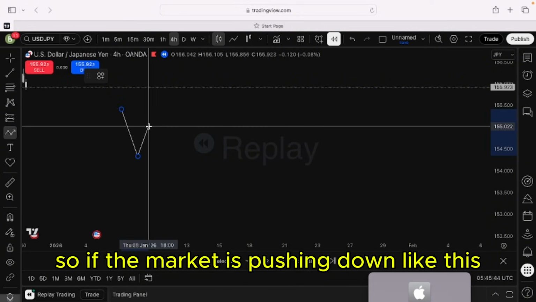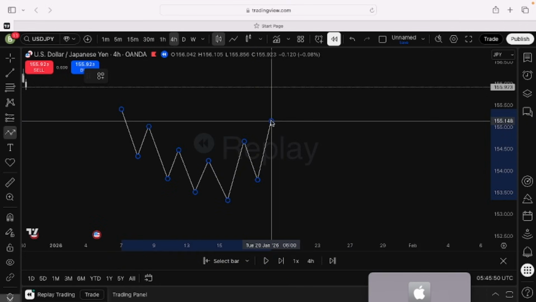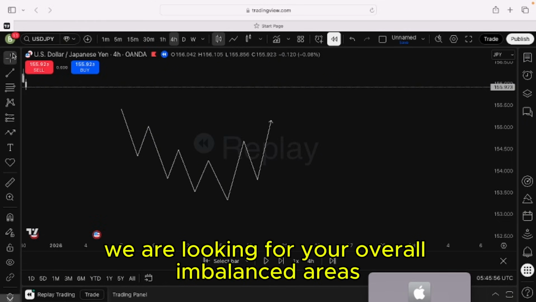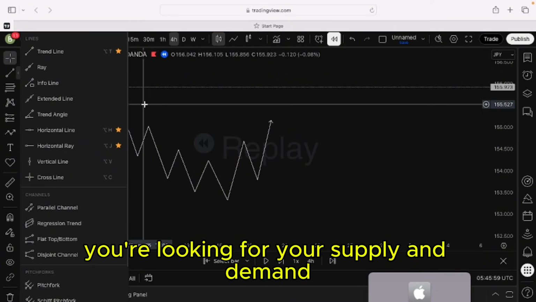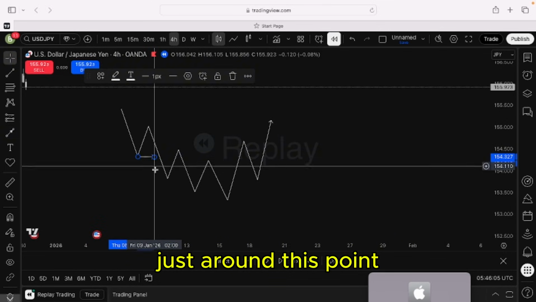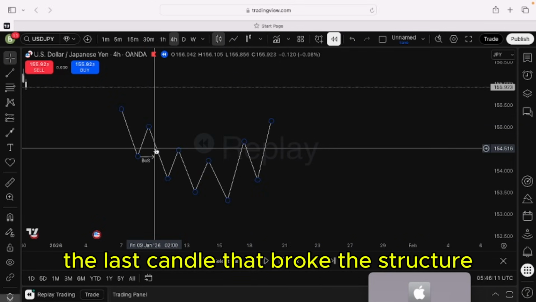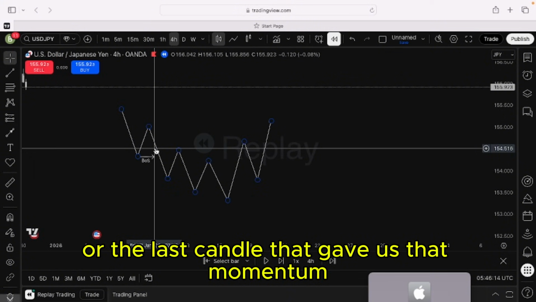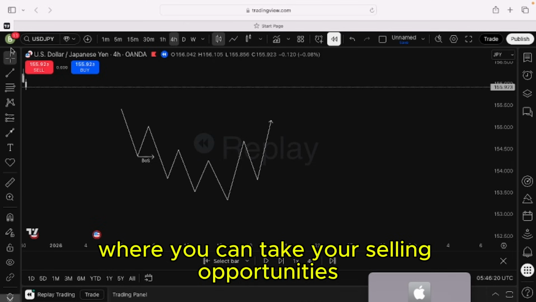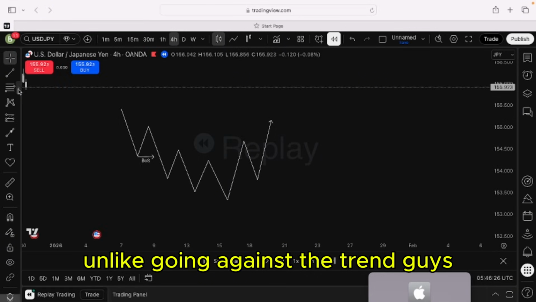If the market is pushing down like this, creating lower lows and lower highs just like that, it means that we are looking for selling opportunities. Obviously, we are looking for your overall imbalanced areas, your supply and demand, all those good things. So let's just say we have a break of structure just around this point. Then after having a break of structure, what you're looking for is for the market to tap into the last candle that broke the structure, or the last candle that gave us that momentum, which is your supply area, and that is where you can take your selling opportunities. Doing that, you get into high probability trades, unlike going against the trend, guys.